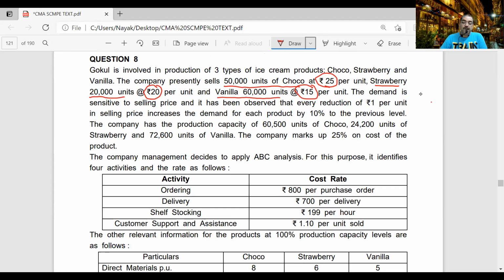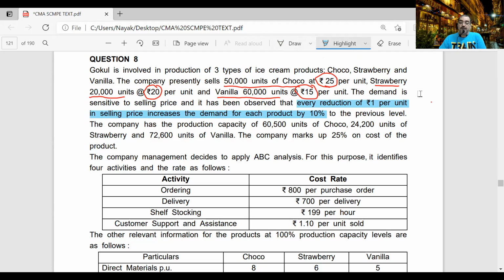The demand is sensitive to selling price, and it has been observed that every reduction of 1 rupee per unit in the selling price increases the demand for each product by 10% to the previous level. That means as and how you reduce the selling price by 1 rupee, the demand for each product increases by 10%.